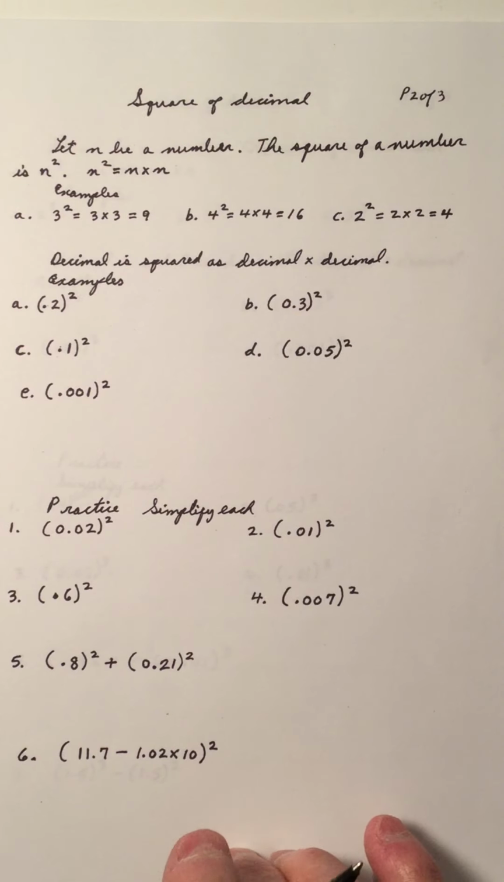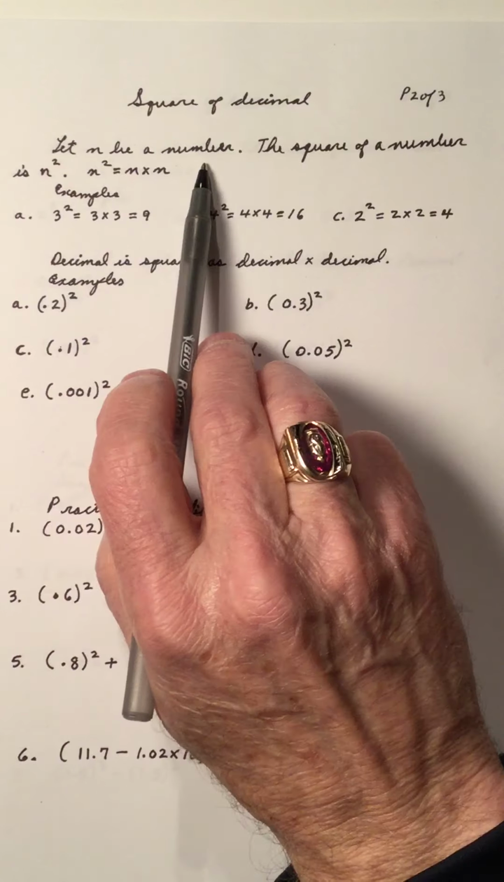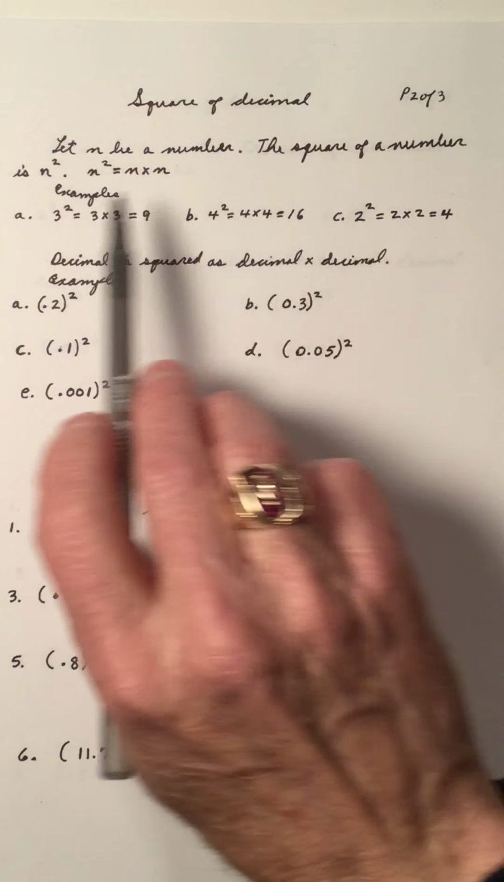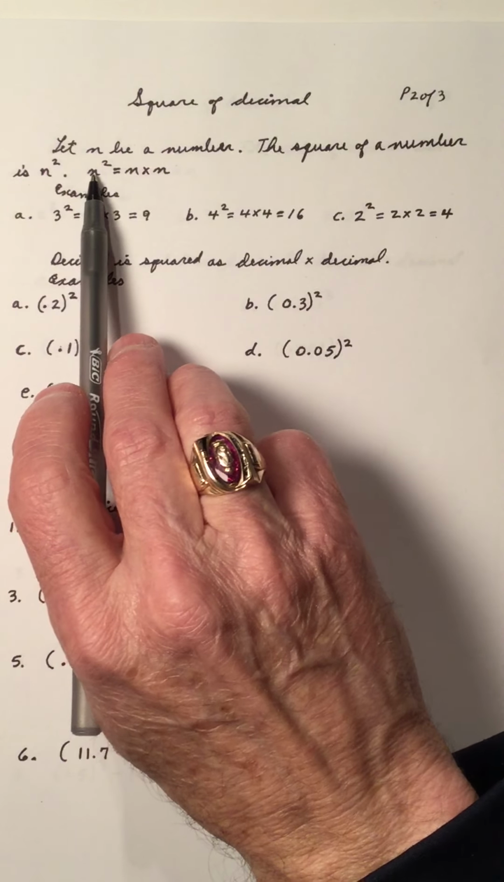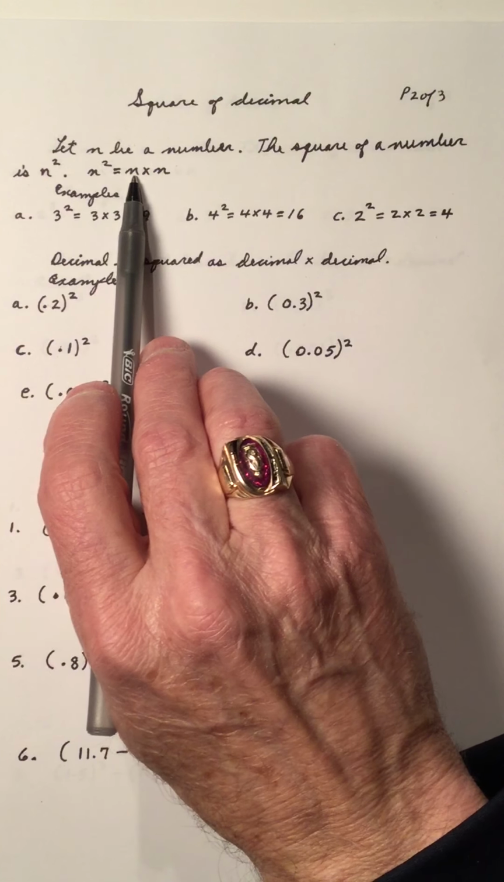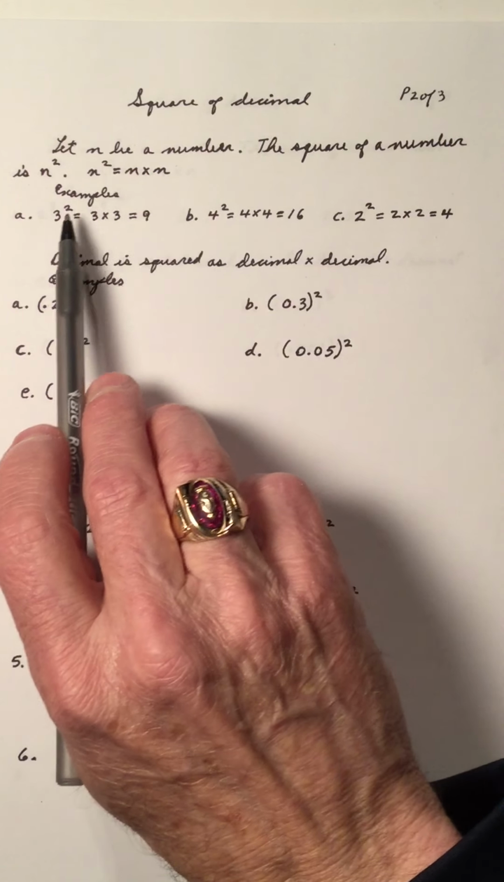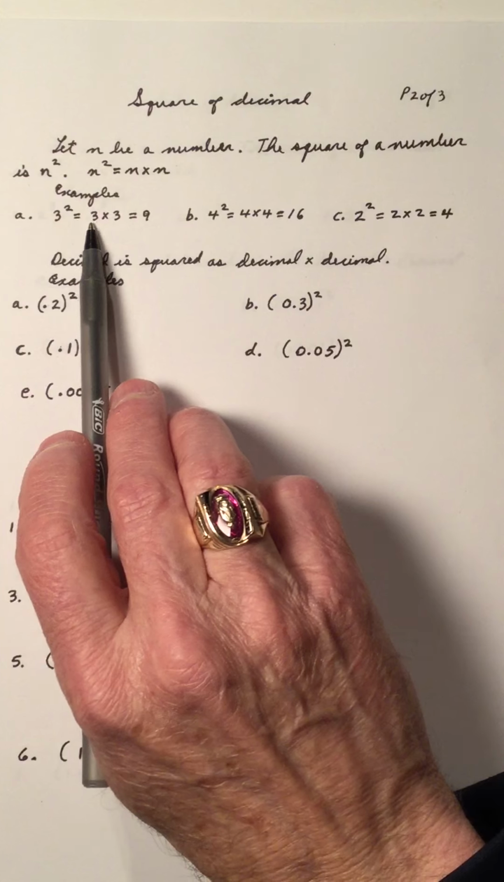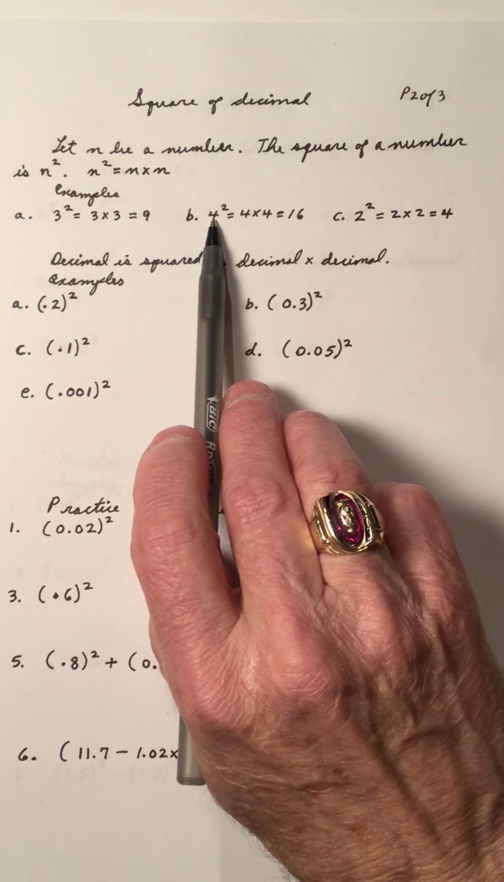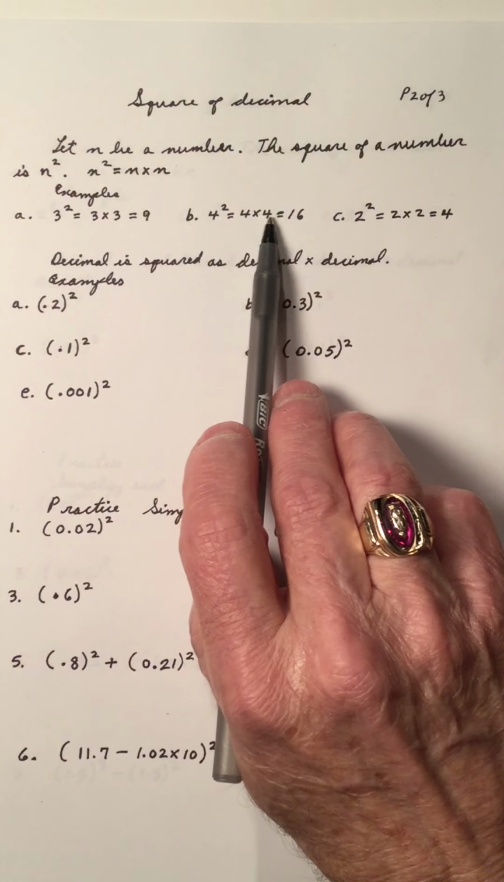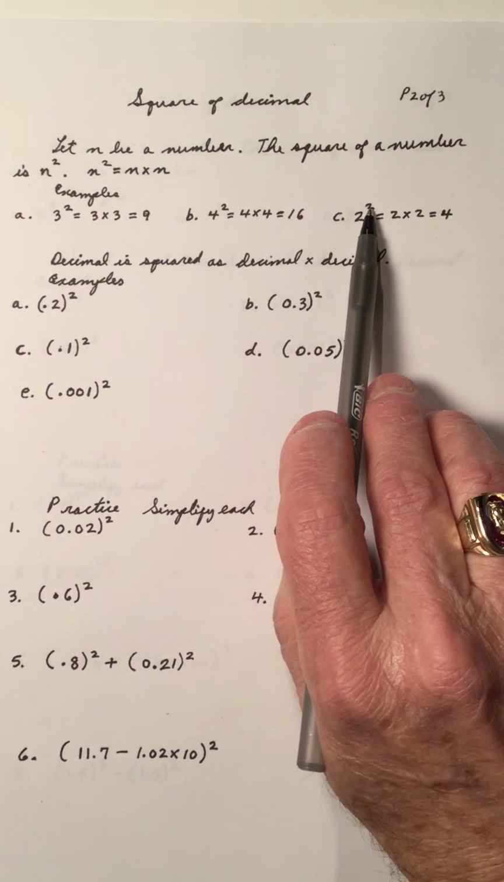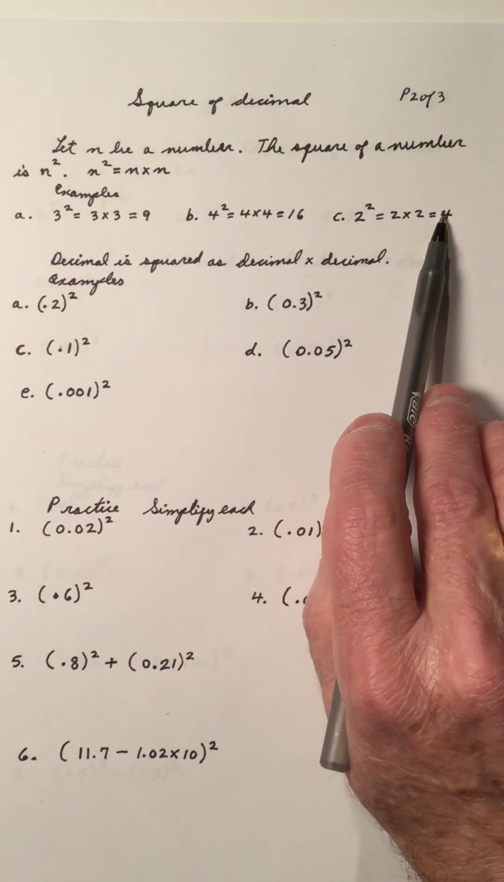The square of a decimal. Let n be a number. The square of a number is n squared. N squared equals n times n. Examples: 3 squared is 3 times 3, which is 9. 4 squared is 4 times 4, which is 16. 2 squared is 2 times 2, which is 4.